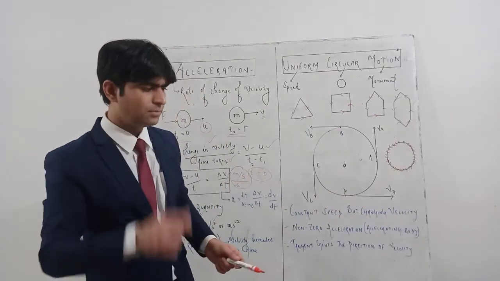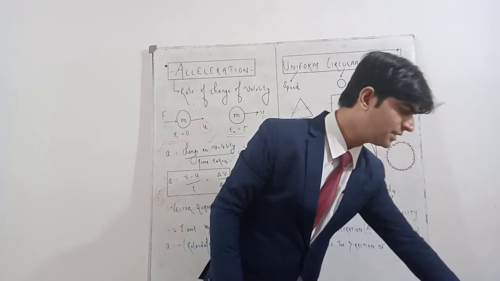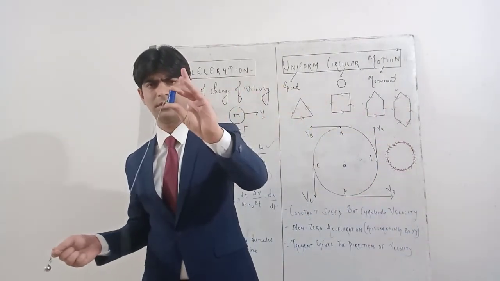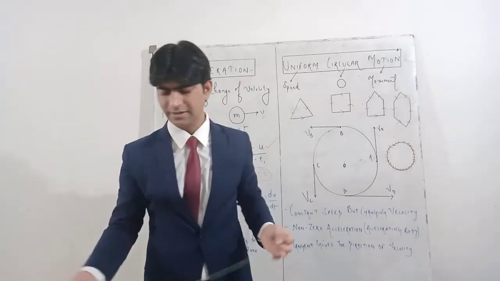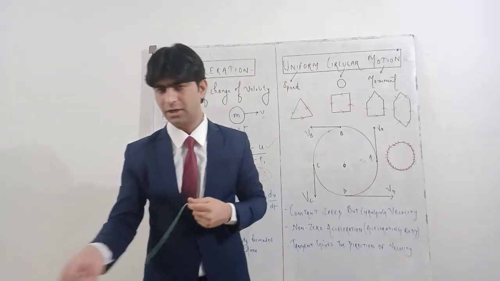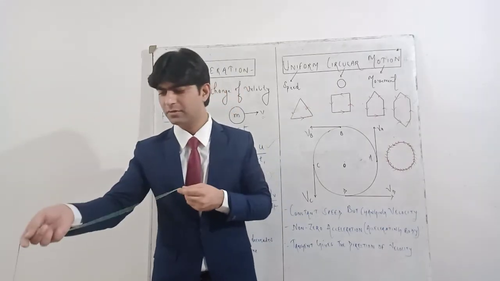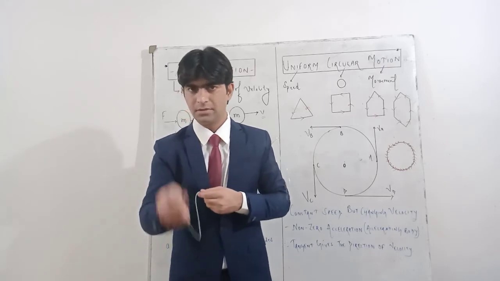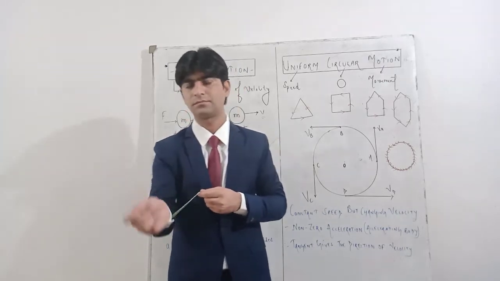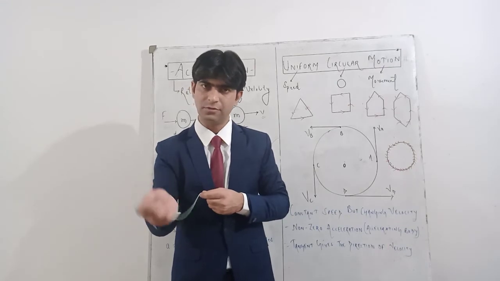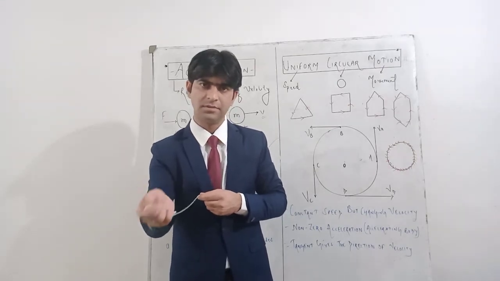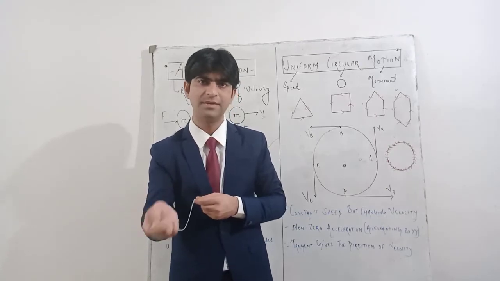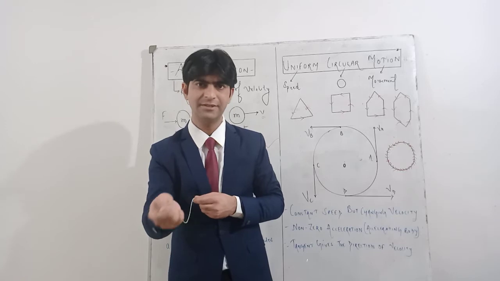I will show you one example of uniform circular motion. I have this bob here. At one end I have kept a marker cap, and at the other end a metallic pendulum bob. Now I am going to show you uniform circular motion of this pendulum bob. See, when I apply a force, the bob moves in a circular direction. I'm trying to keep the speed constant.